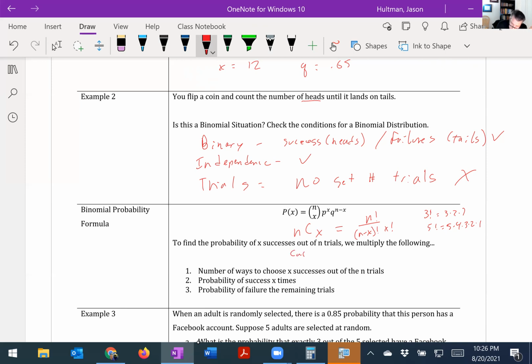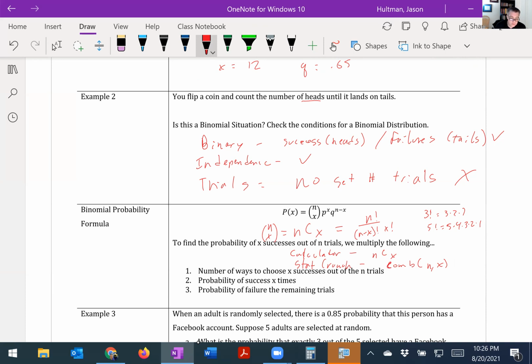On the calculator, it's N choose X, out of N choose X items. That's what nCx is. On StatCrunch, it's a little different. It's combination, N choose X. I'll show you how to get that in a little bit. It's the combination of N choose X.